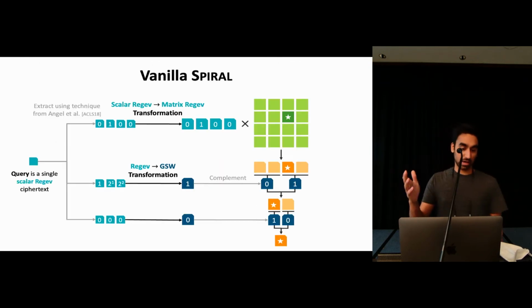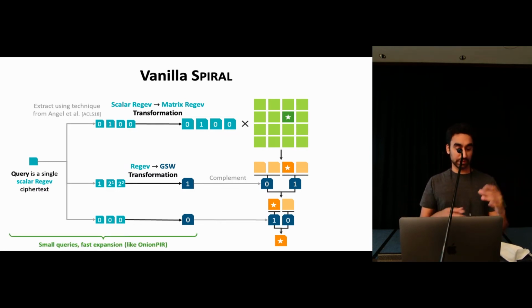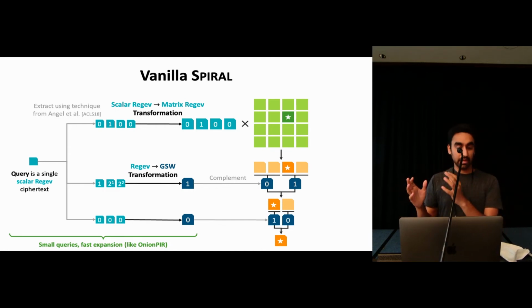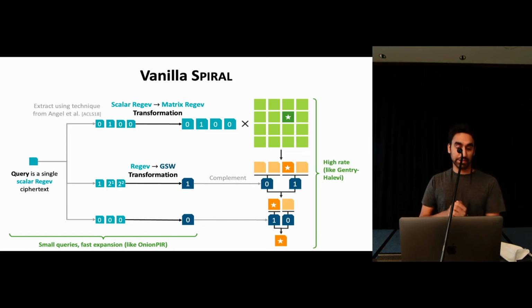So this is our final vanilla version of our scheme. On the left here, you can see this looks like OnionPIR. What we're doing is we're taking a very small query and expanding it into matrix Regev and GSW ciphertext that we need. And then on the right, it looks like Gentry-Halevi. We're processing the result using matrix ciphertext, and so the rate is high. So this is us getting the best of both worlds.